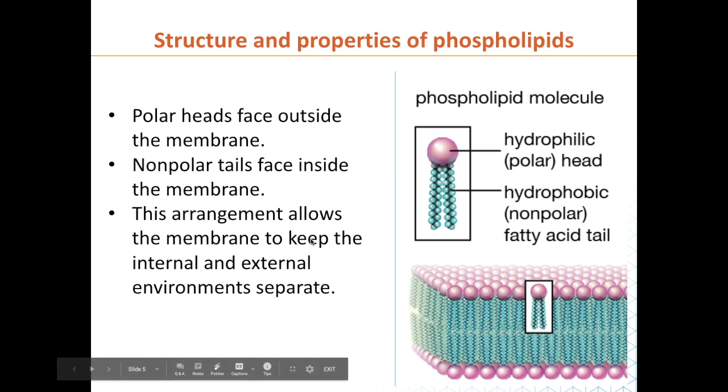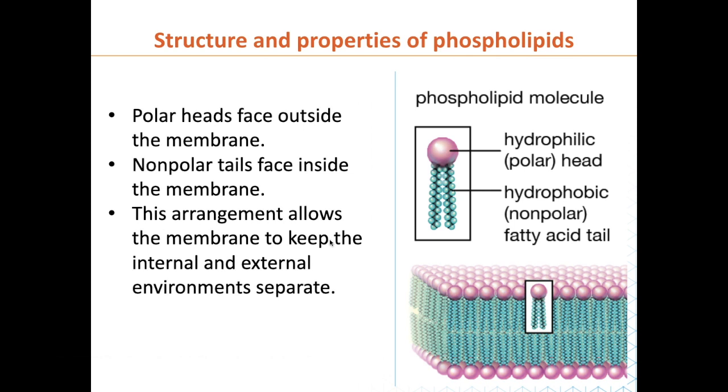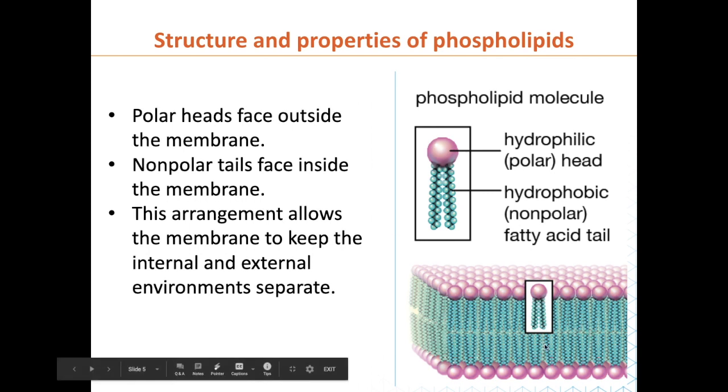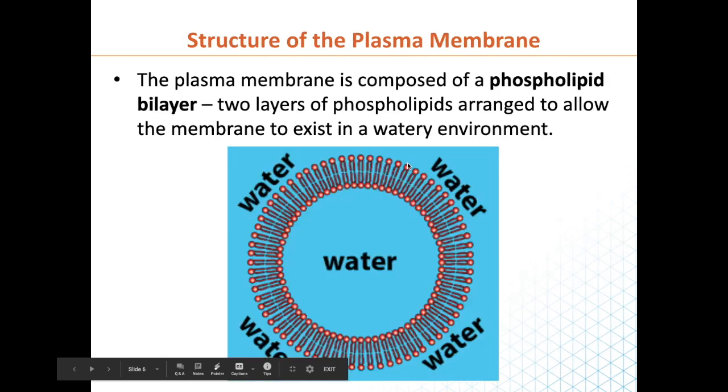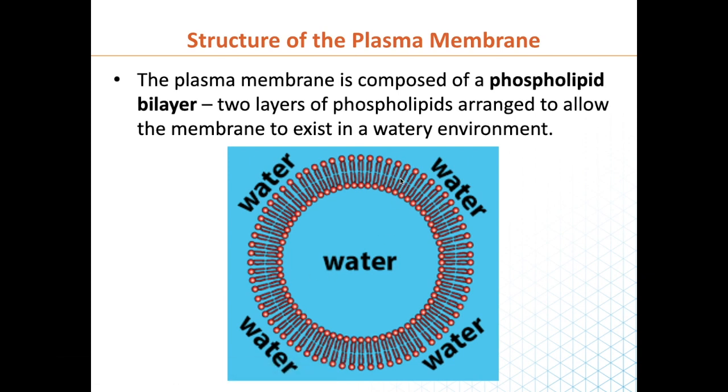So this arrangement allows the membrane to keep the internal and external environments separate. As you can see, the internal environment of the membrane is going to be very different from everything outside and inside the cell. If you look at the cell overall, obviously this would be a sphere, so it would be closing in on itself, but this is what a bilayer would actually look like.